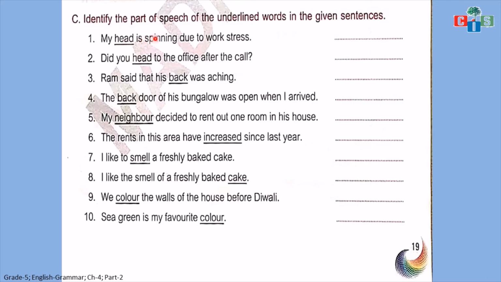My head is spinning due to work stress. Right? So the word head is underlined here. Which category does this word come in? This word is a noun. Why? Because we are talking about the name of a thing. What is spinning here? My head is spinning. So head is working as a noun, the name of a thing.